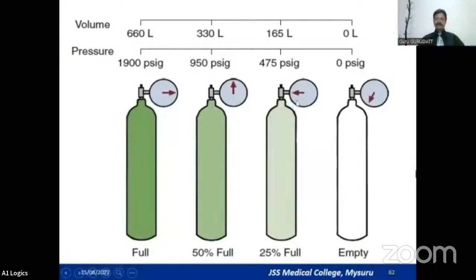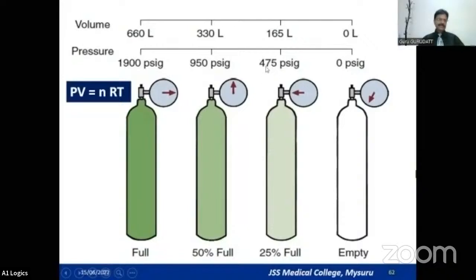Suppose you are using oxygen. The pressure gauge will directly show the contents of the oxygen. That is based on the formula PV = nRT, the universal gas law. Here R is a constant and temperature T is a constant. So PV is proportional to n, the number of moles, that is the content. Since the volume of the cylinder is also constant, the pressure directly represents the contents of the oxygen cylinder. If it is full, it will show nearly 1900 to 2000 psig. If it is half full, it comes down to about 900 to 950 psig. When it is 1/4 full, the pressure drops to 475 psig, and when it is empty, it shows 0 psig.